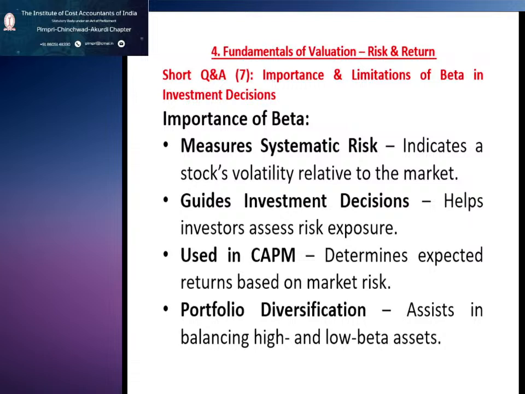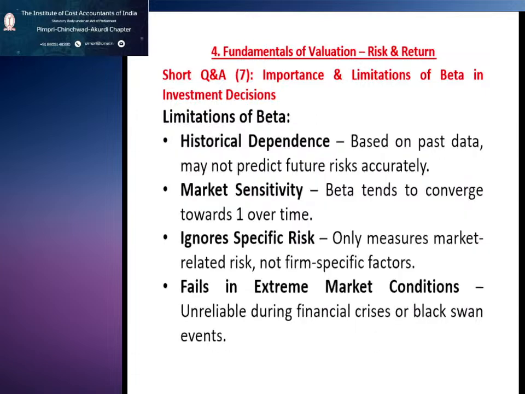Importance and limitations of beta in investment decisions. Of course, in the importance of beta, it is a measurement of systematic risk. It indicates the stock's volatility relative to the market. It guides investment decisions, is used in CAPM and in portfolio diversification. Then we saw the limitations of beta. It has a historical dependence. It has market sensitivity. It ignores specific risk and fails in extreme market conditions like a financial crisis or black swan events.